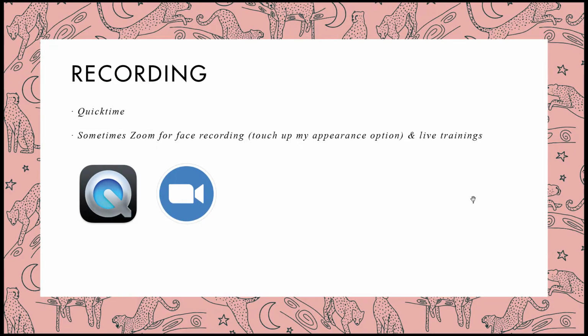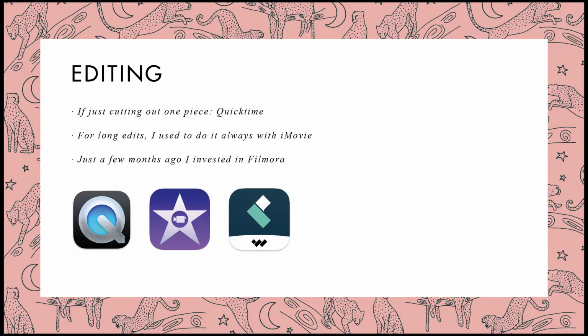This was all about recording, and now editing, which is the last step. So if I just need to cut one piece, like let's say I need to take out the first seconds or the last seconds of the recording because I was silent, just reading through my notes or whatever, I would use QuickTime because it has the trim option, it's quite easy, and that's it.